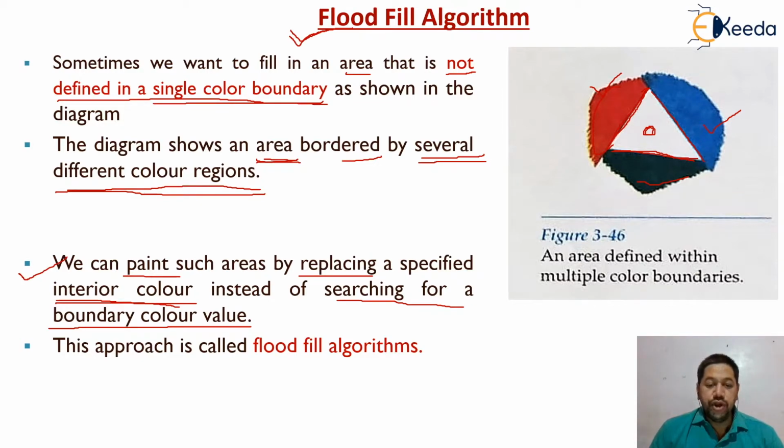Now, instead of searching for a boundary color value, because if I search for the boundary color value, the question comes: this boundary is of a different color, and this boundary is also of a different color. So in such a case, the method we apply is to paint such areas by replacing a specified interior color, instead of searching for the boundary color value. The reason not to depend upon the boundary color value is that the area I want to fill has multiple boundary colors.